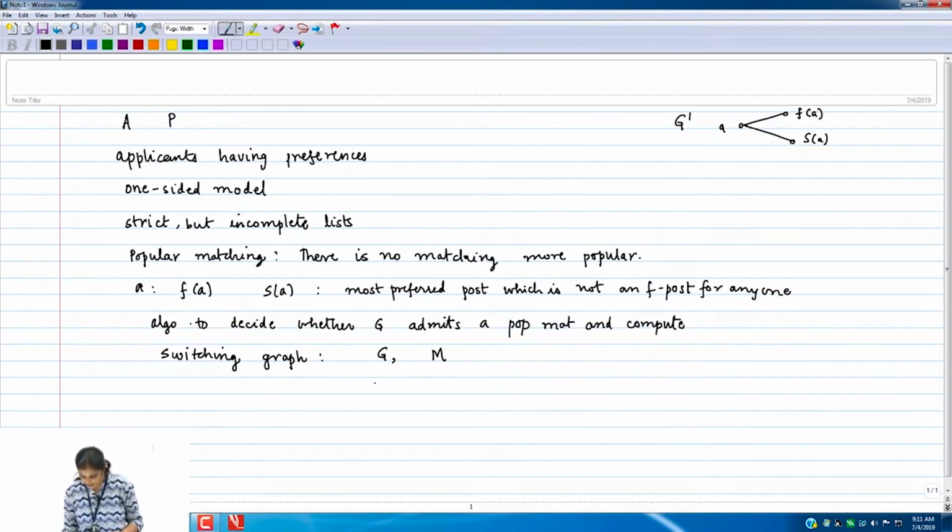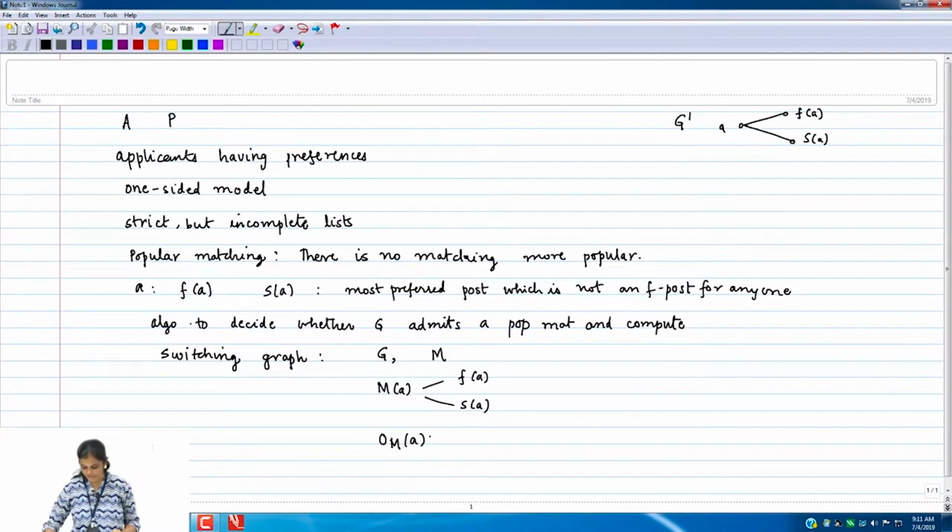So, we can safely say that if you look at any applicant, there is something called M of A. What is M of A? The post that it is matched to in the matching M, and this can be only one of two things, either it can be F of A or S of A. So, we can safely call O M of A the other post that A would like to get matched to apart from its M of A, right.